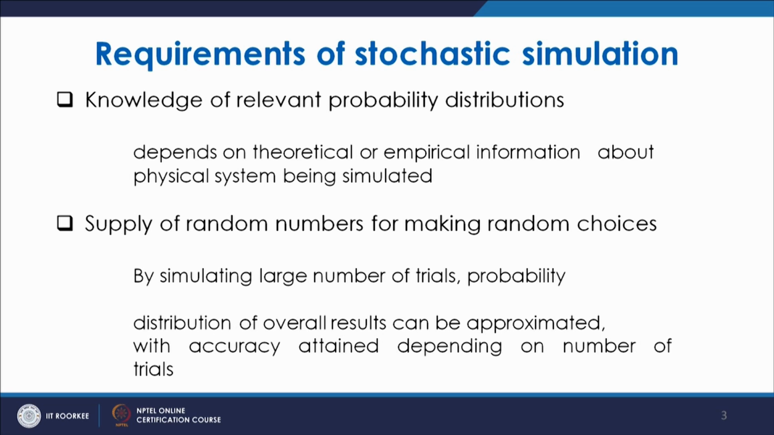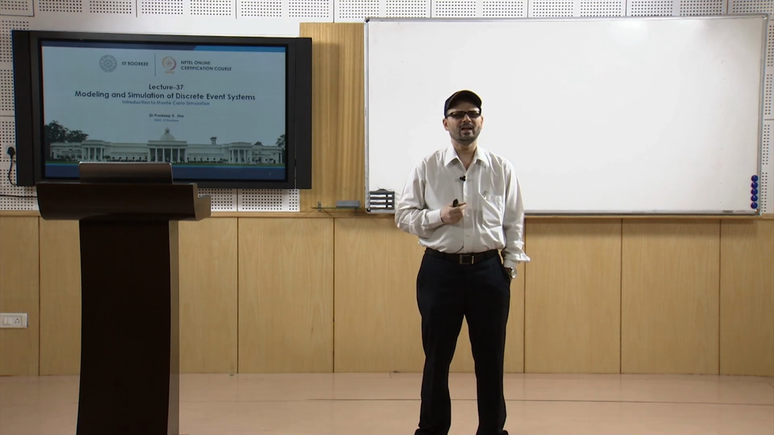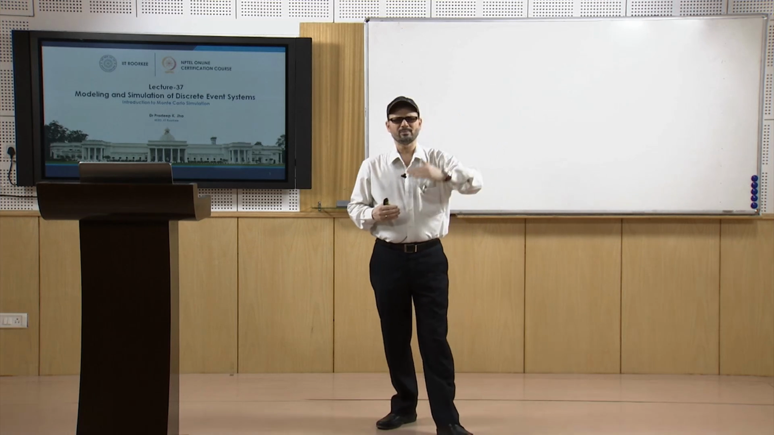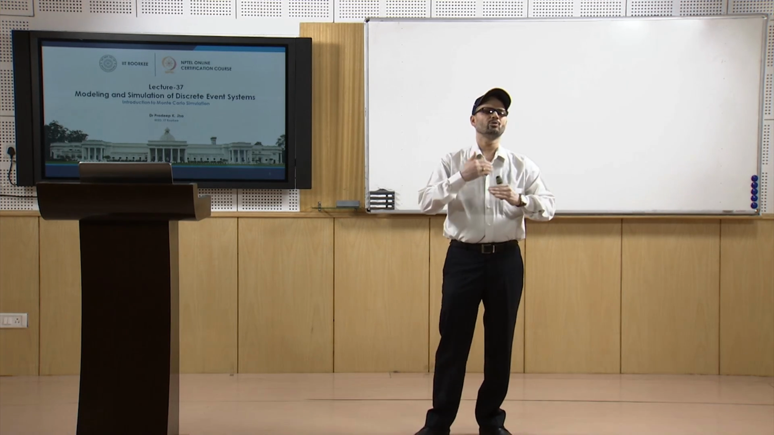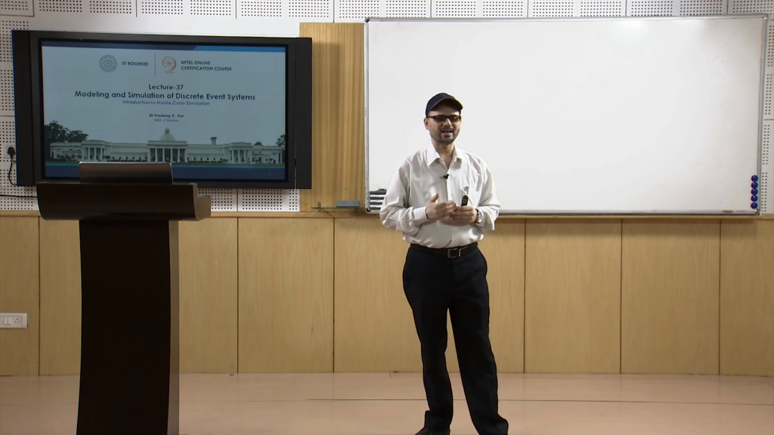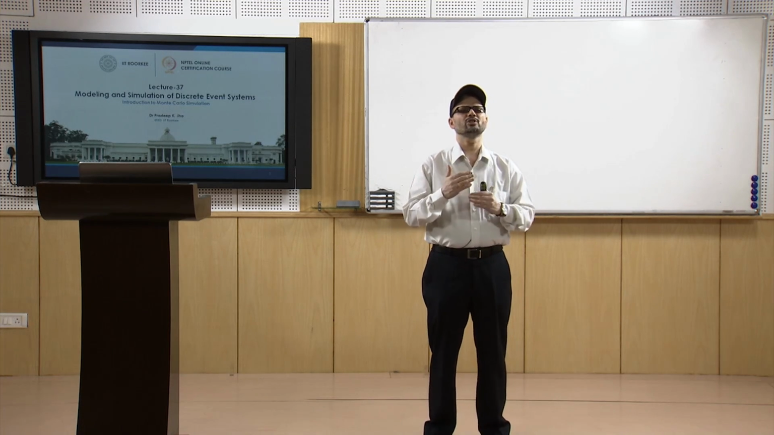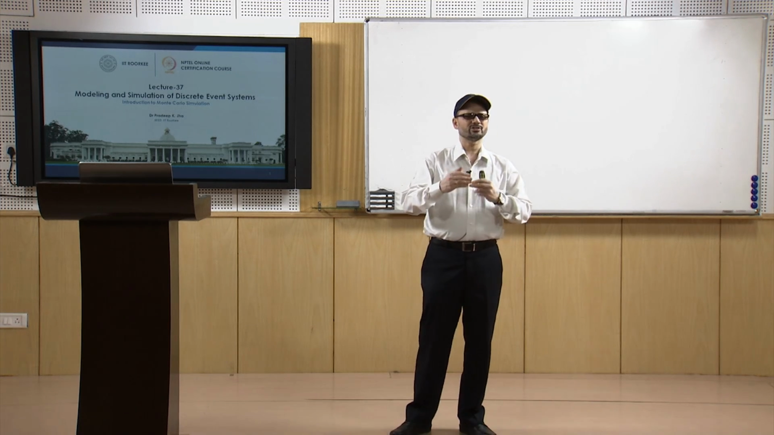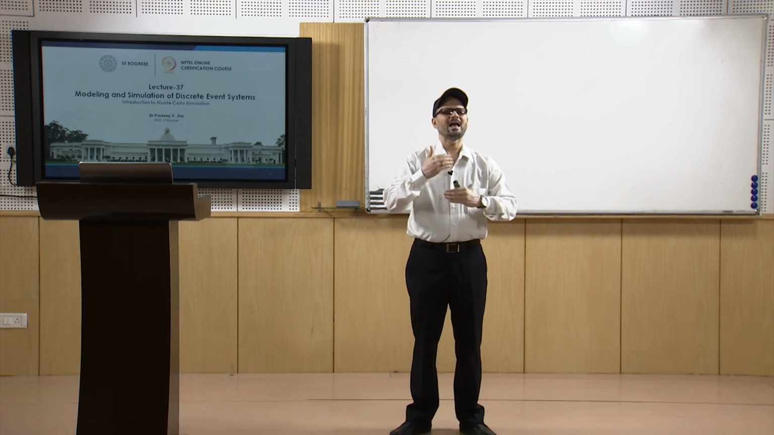Next, there is the supply of random numbers for making random choices. There are many methods, and you can simulate a large number of trials and probabilities, so that the accuracy will be more and more. As we do more and more iterations, we come closer to the actual value. We can see how this random number works and what happens in it.